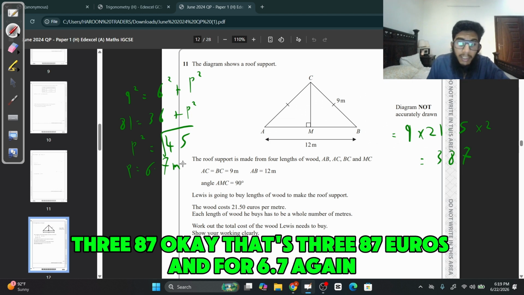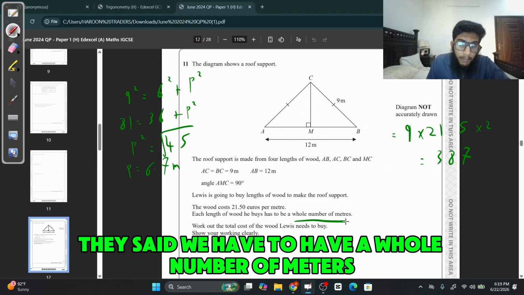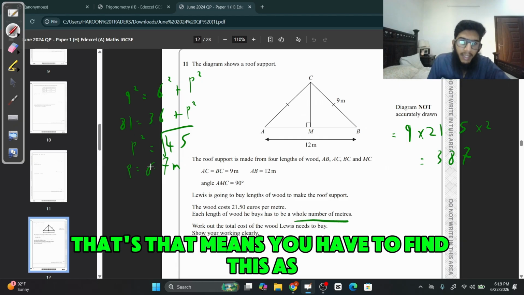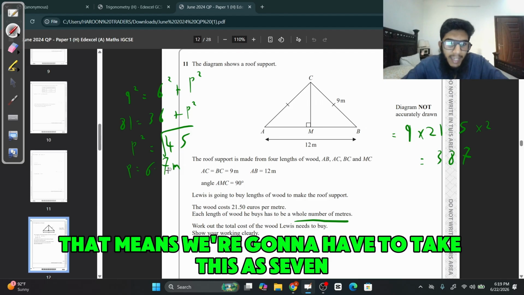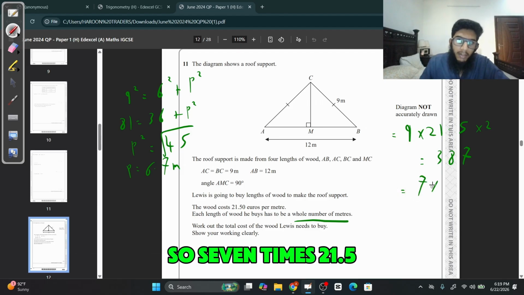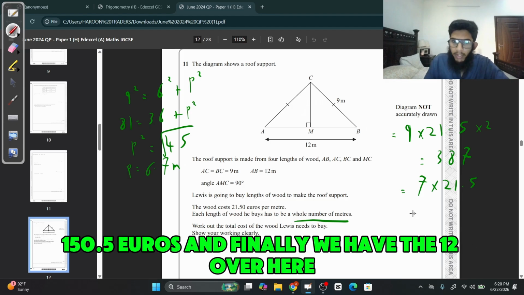And for 6.7, again, they mentioned we can't have a decimal number. They said we have to have a whole number of meters. That means we're going to have to take this as 7. So 7 times 21.5, okay, 150.5 euros. And finally we have the 12 over here.